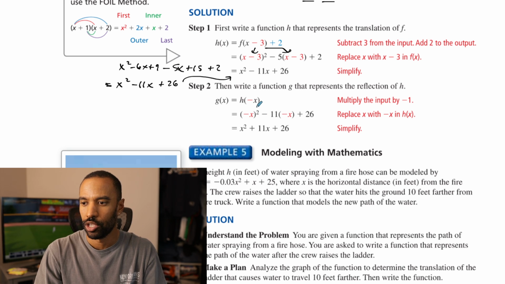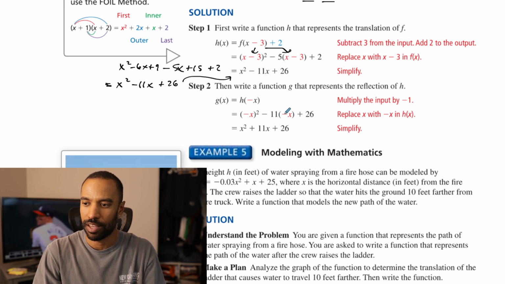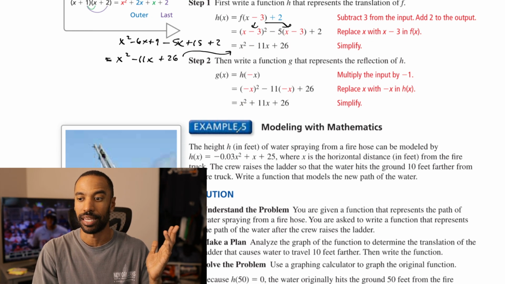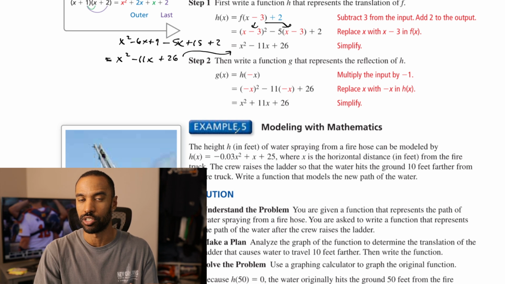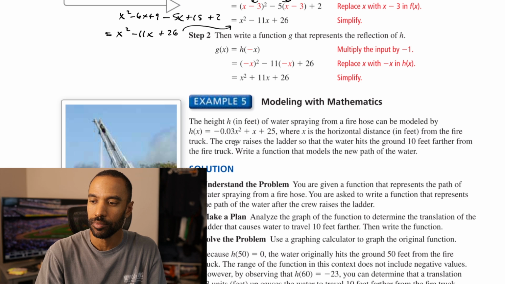So with this one, you plug in negative x into your function. Negative x squared is still x squared, but negative 11 times negative x is plus 11x, and that will change the appearance of your graph. They didn't graph it, but it would change the appearance. It would change it from this side over to this side somehow.